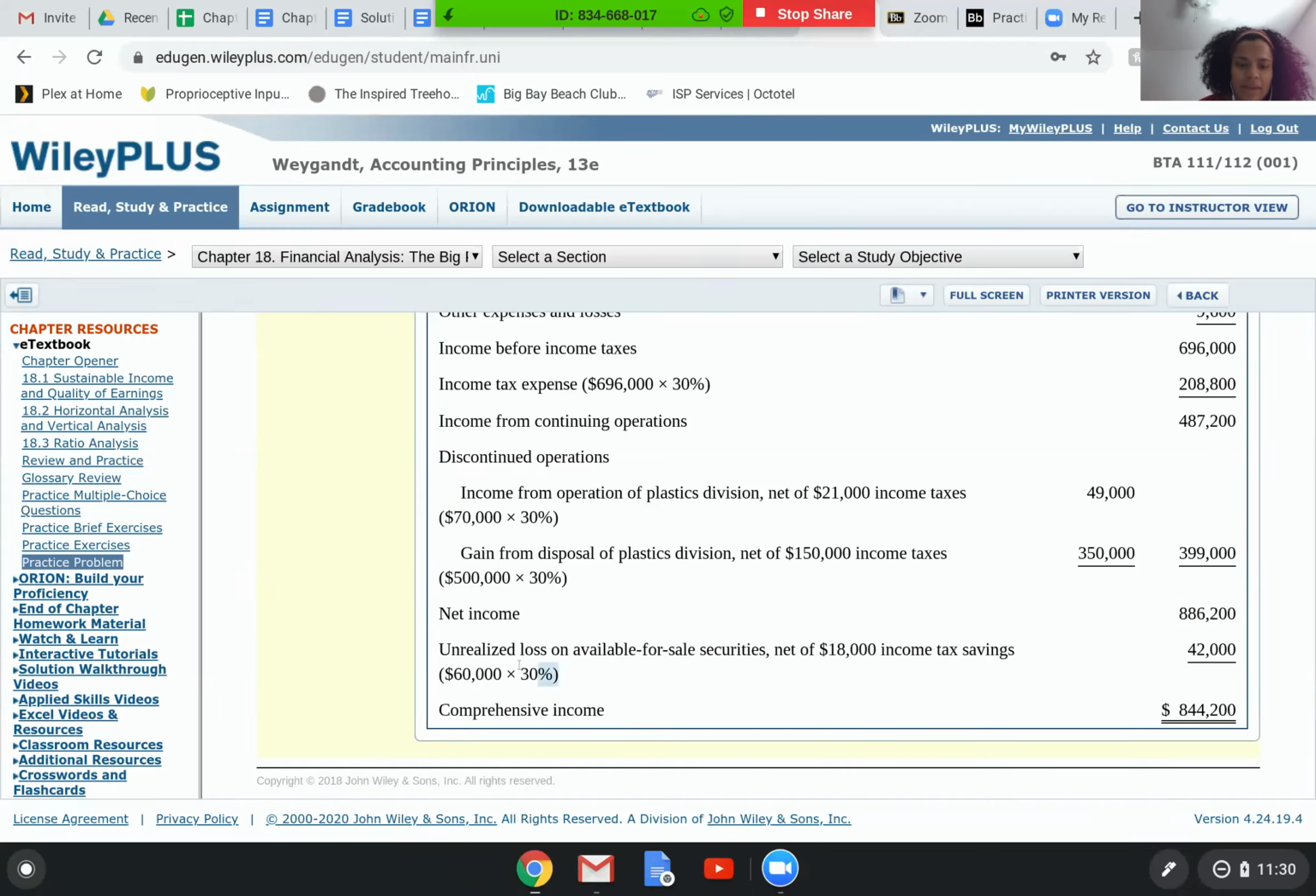This item over here is what goes straight into equity and doesn't actually go into the income statement. So this is why we show it separately over here, so that people will know that had this number gone to the income statement, the income from continuing operations would have been lower by $42,000.